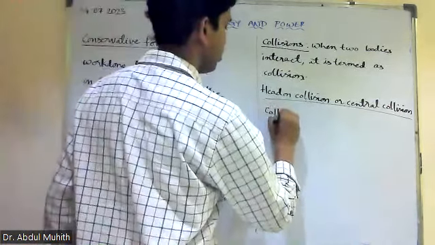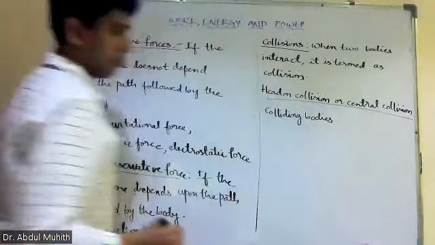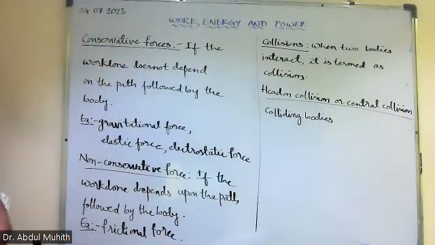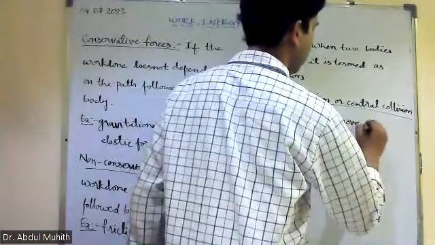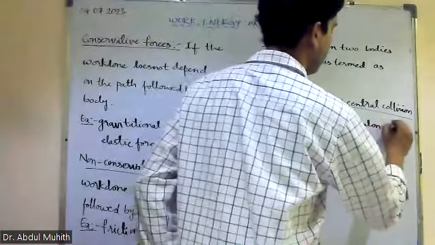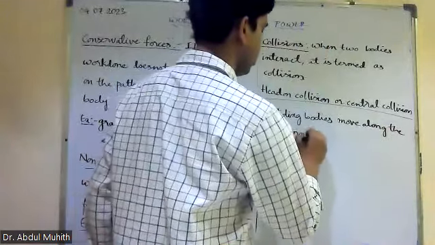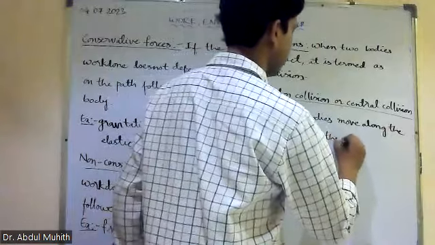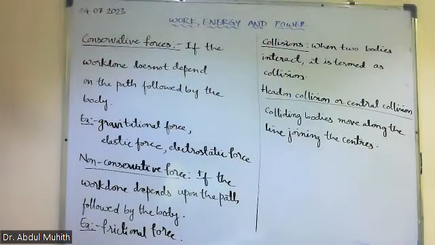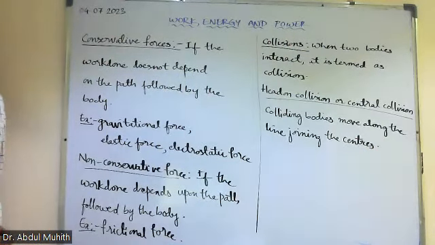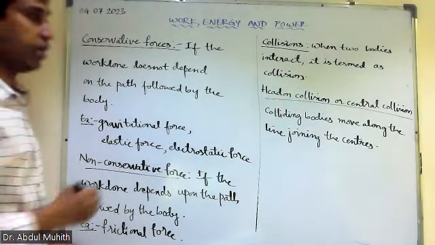Colliding bodies move along the line during their sunrise. Move along the line joining the centers. Colliding bodies move along the line between the centers, then that is known as head-on collision. Now we have perfectly elastic collision and perfectly inelastic collision.